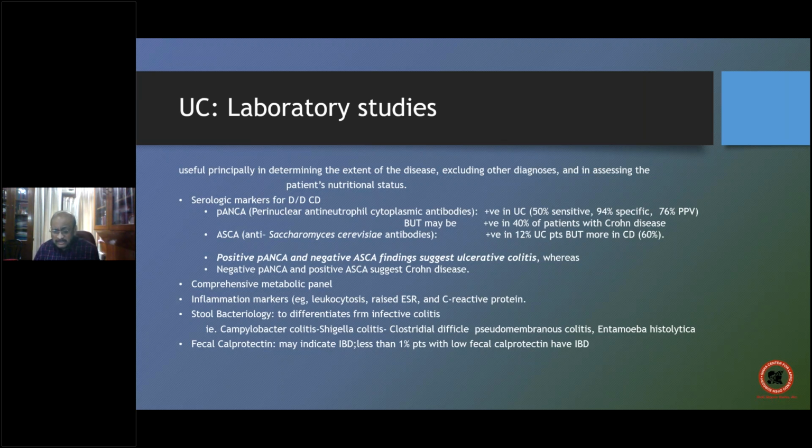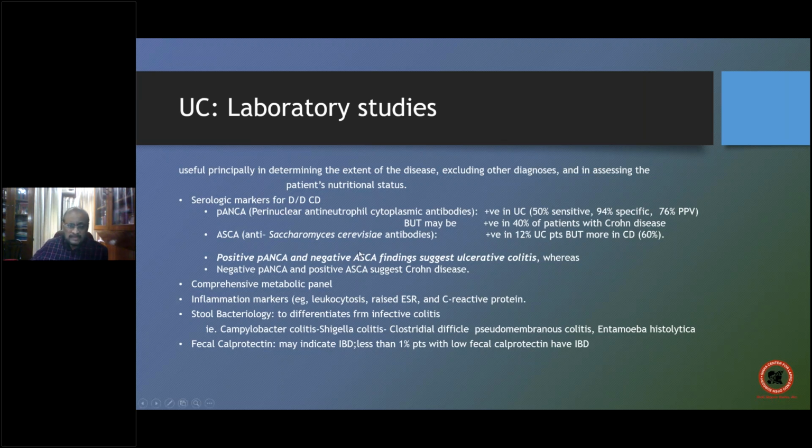The serological markers I told you, I refer to that when we talk about ulcerative colitis, and the two antibodies we talked about were the pANCA, perinuclear anti-neutrophil cytoplasmic antibodies, and the anti-Saccharomyces cerevisiae antibody, ASCA. So in ulcerative colitis, a positive pANCA and negative ASCA suggests ulcerative colitis. The reverse is true for Crohn's. That means the negative pANCA and positive ASCA suggests Crohn's disease. That does not mean that these antibodies cannot be found in either.